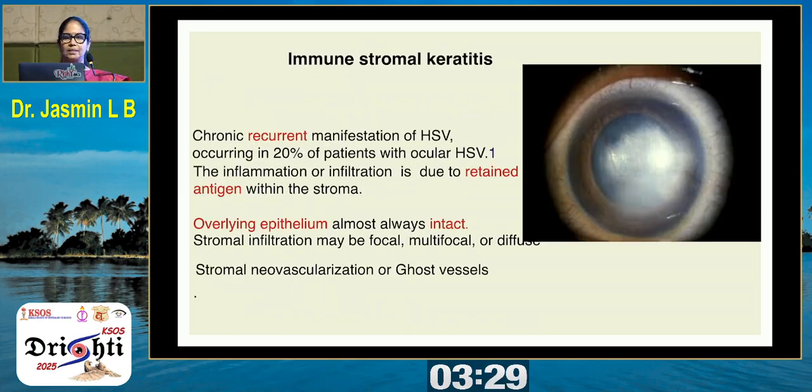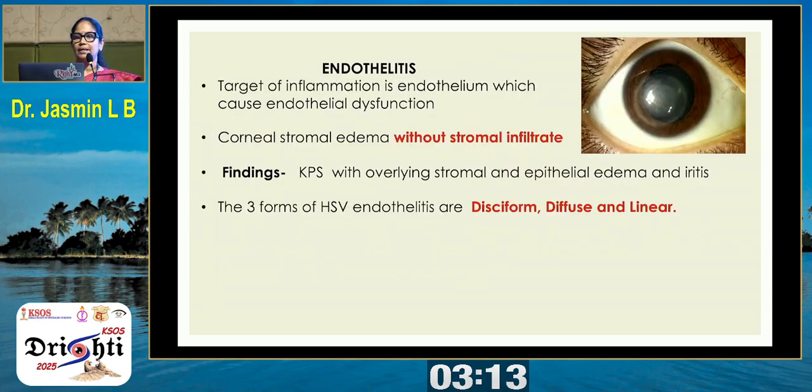Immune stromal keratitis is a chronic recurrent manifestation due to retained antigen. The epithelium will be intact and the stromal infiltration may be focal, multifocal or diffuse. Usually we get neovascularization and ghost vessels. Next is endotheliitis. The target of inflammation is the endothelium, which causes endothelial dysfunction. There won't be stromal infiltration. Other findings are keratic precipitates, overlying stromal and epithelial edema, and iritis. Three forms are there: disciform, diffuse and linear.